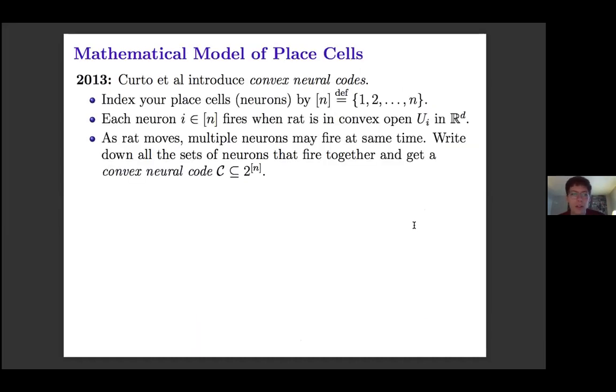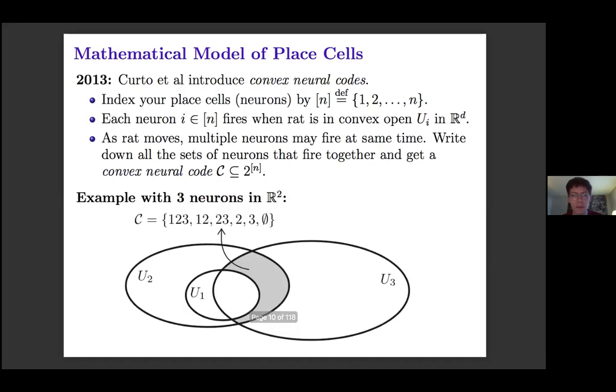And as the rat walks around, certain neurons might fire either at the same time or close to the same time. And so at any point in time, we can just record a list of all the neurons that fire and collect all those lists together. And when I collect them all together, I'm going to call the resulting set of lists a convex neural code. So formally, this is just some subset of a power set on n elements. And let's just do an example.